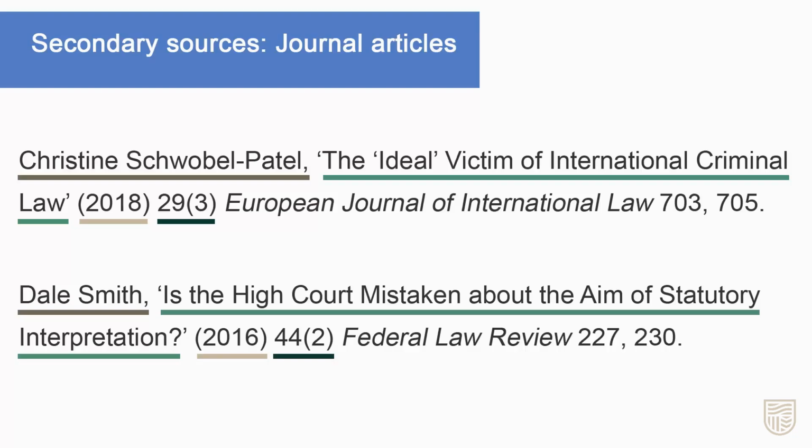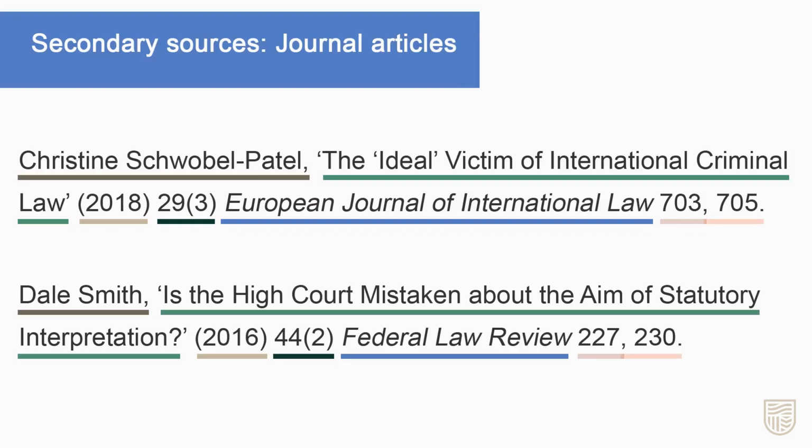The issue is presented in round brackets immediately after the volume. The title of the journal is presented in italics, and after the journal title is the starting page. If a pinpoint is required, a comma is included after the starting page, followed by the pinpoint.